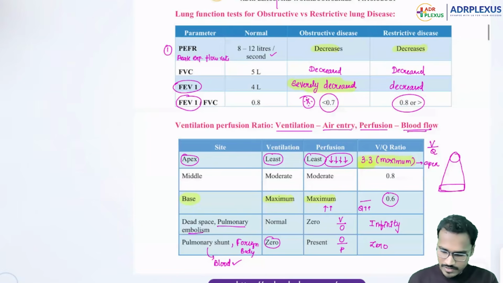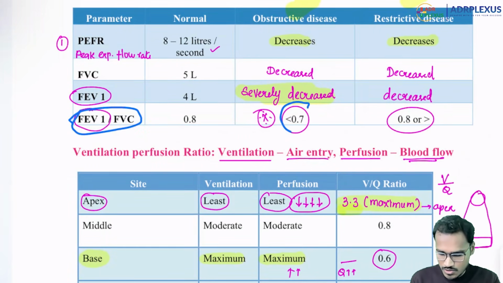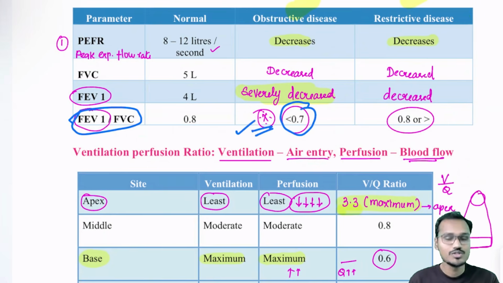In the discussion we have done it. The difference between obstructive disease and restrictive disease, the other options we have discussed. For example, the FEV1 by FVC ratio decreases, and we made an important mark on it also during our discussion.